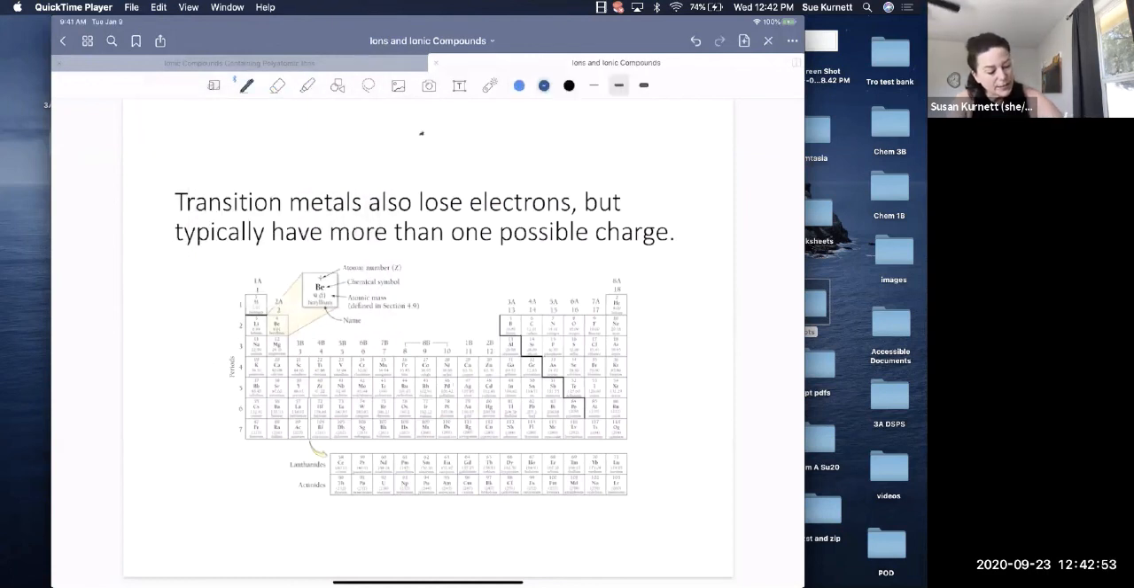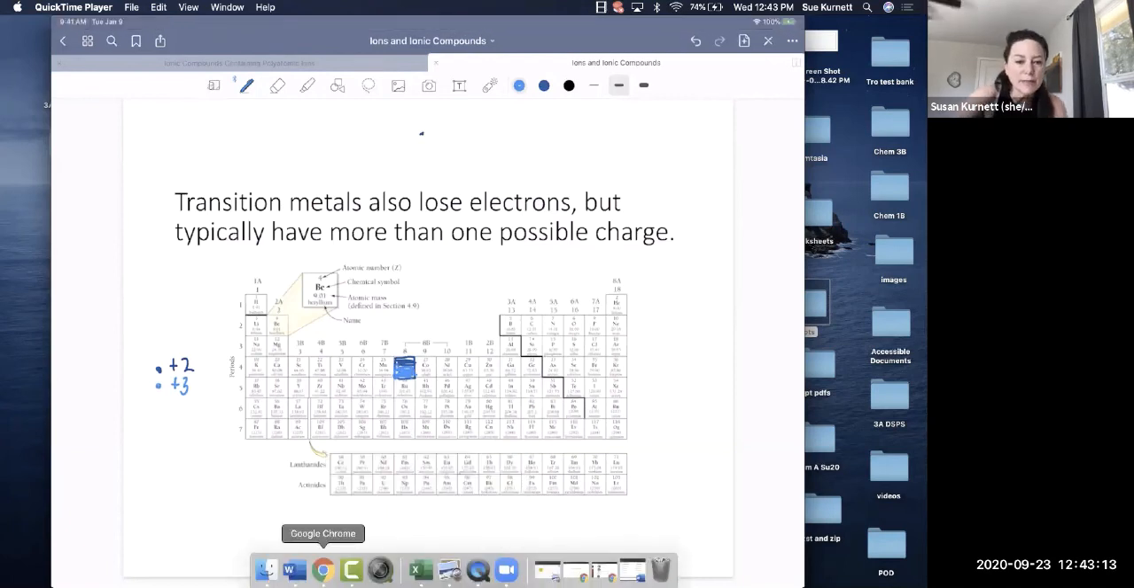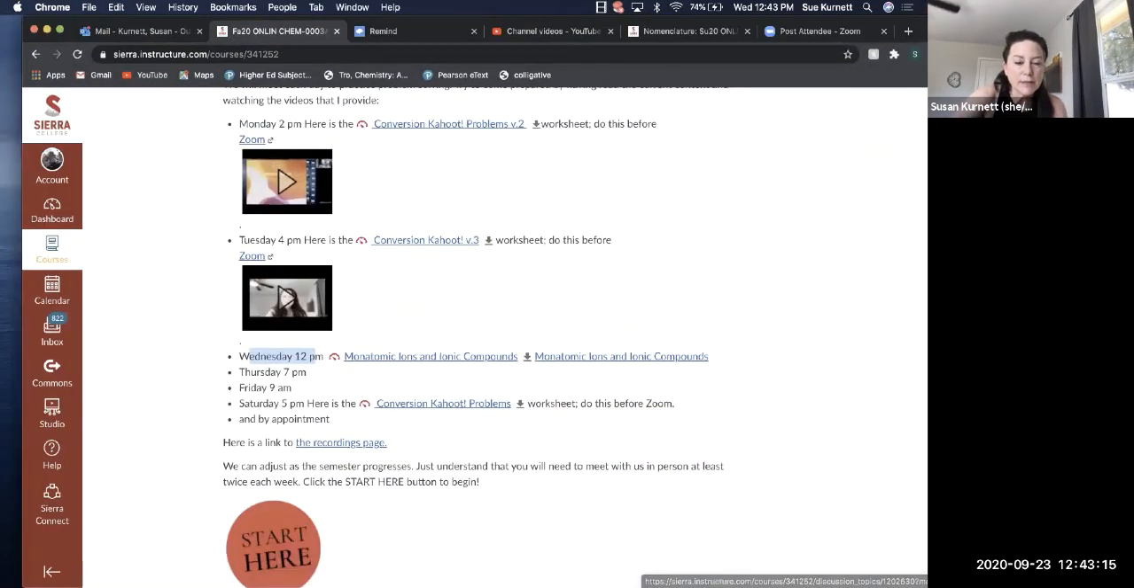for iron, there's 2 possibilities. One is +2, and one is +3. And in our class, there are 7 of those that we just have to know have 2 possibilities, and they are given on that list I showed you earlier. Let me show you again real quick.